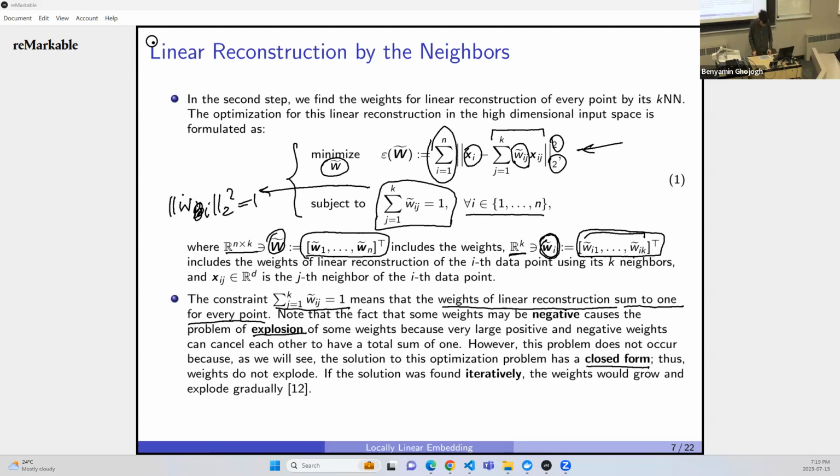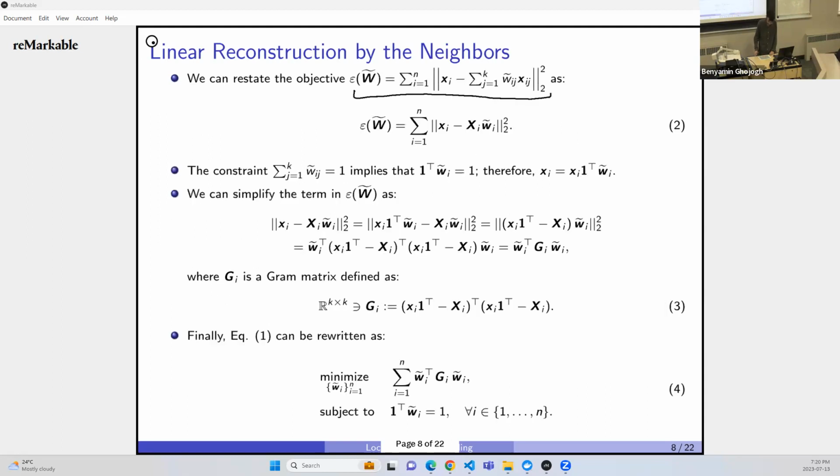Okay, so now let's solve this optimization problem. Optimization problem 1. By the way, this is not equal to that, I changed that in my algorithm. We can restate the objective, the objective function that we had, in matrix form, and it becomes xi w i tilde. Also, let's write the constraint in vector form. I can write it as vector 1 transpose wi tilde equals 1, right?